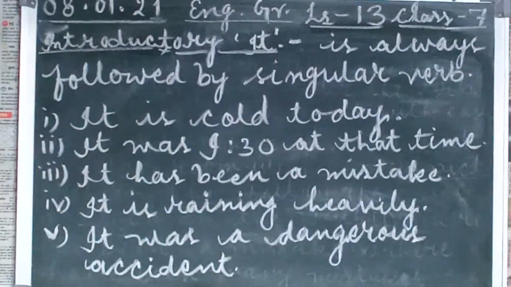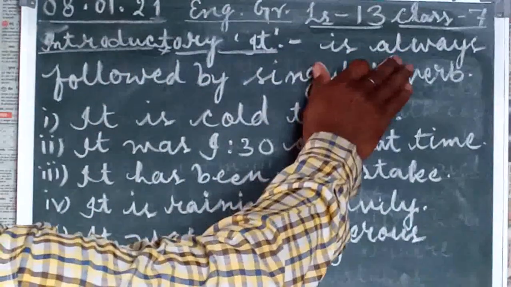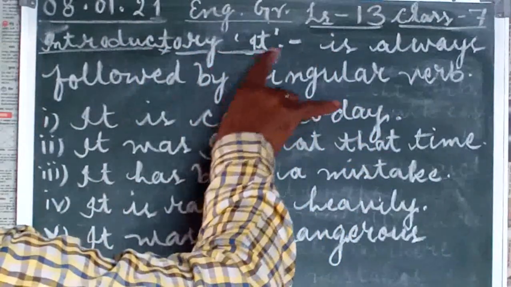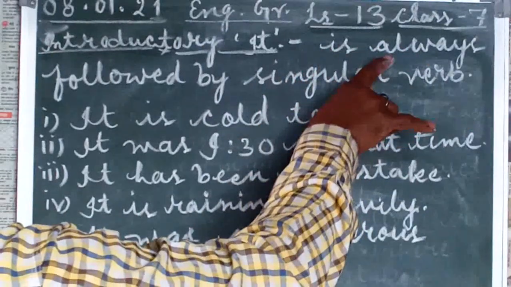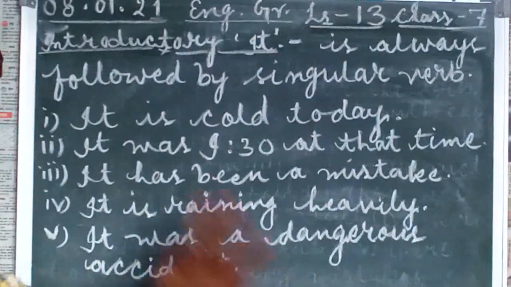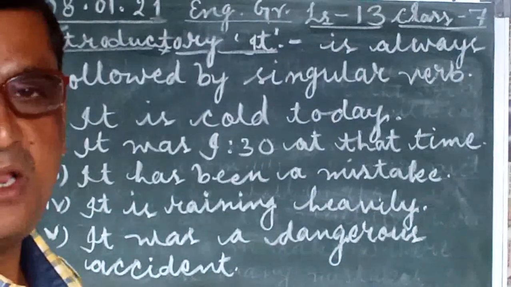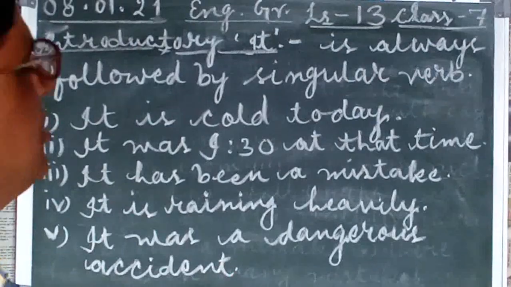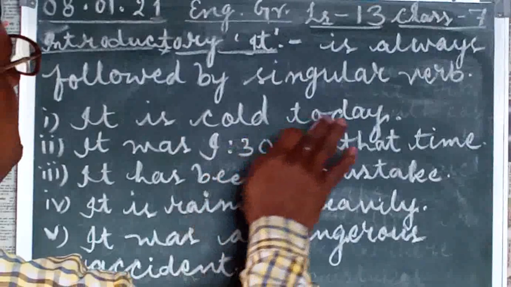What are we getting in all five sentences? With this condition too, the introductory it is always followed by a singular verb. Whenever introductory it comes in a sentence, we use a singular verb, not a plural verb. Examples are also given here. It is cold today.